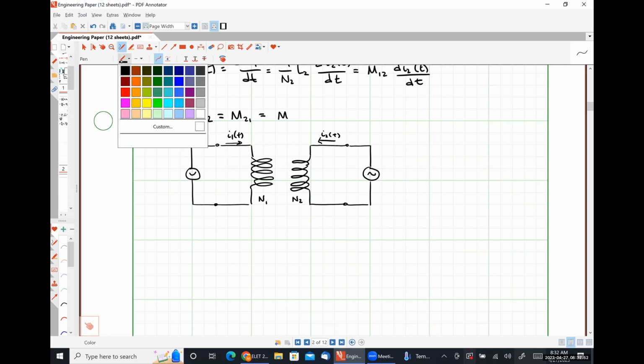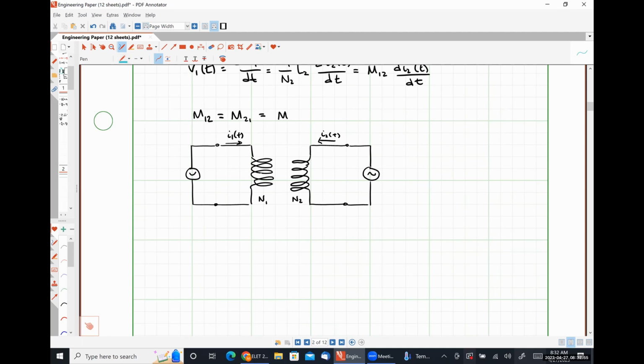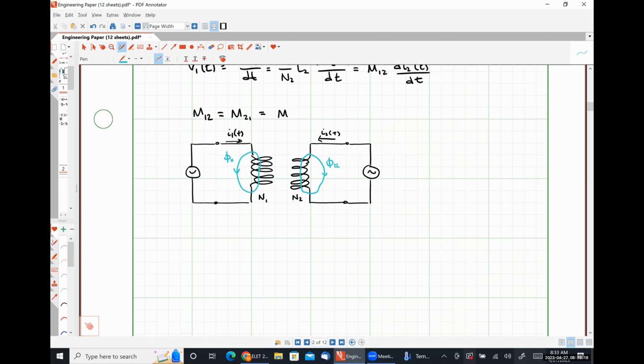We are going to have some flux phi11. We are going to have some flux phi22. So that's taking care of why we're going to have an induced or self-induced voltage term. And then we're also going to have this flux shared between the two coils, which means we're going to have a mutual inductance term on both voltages as well. Okay.